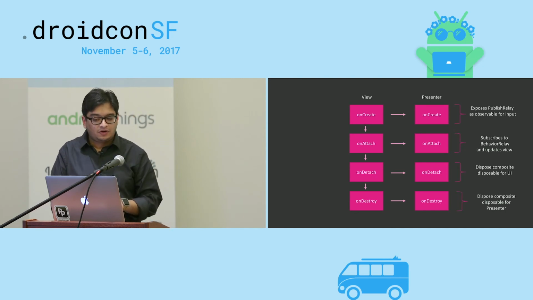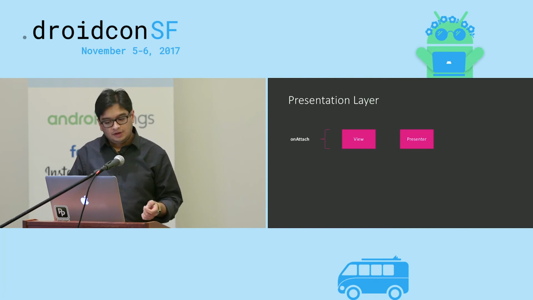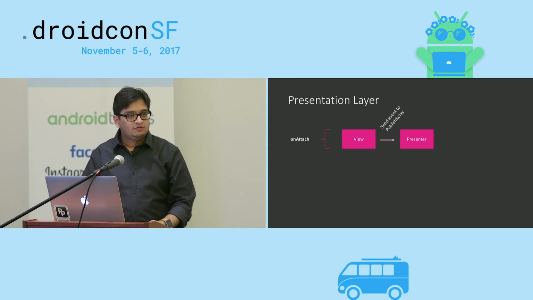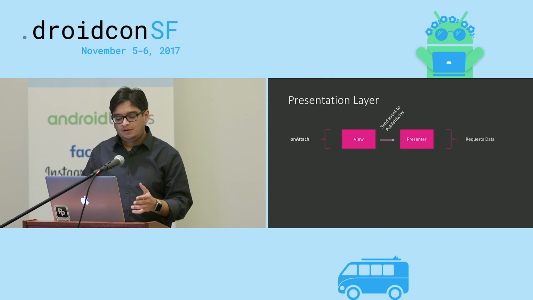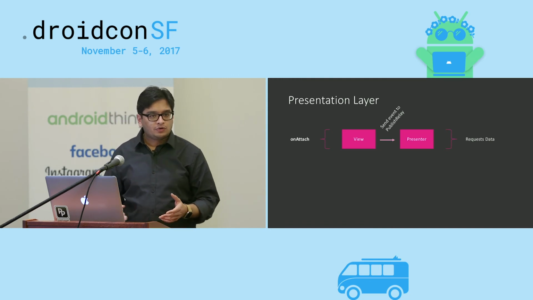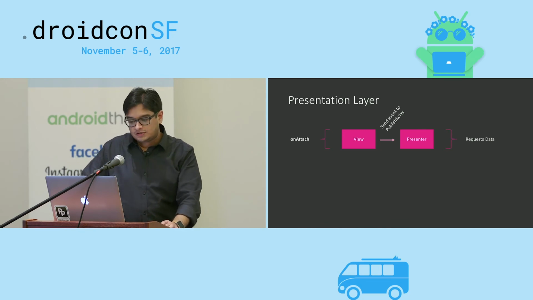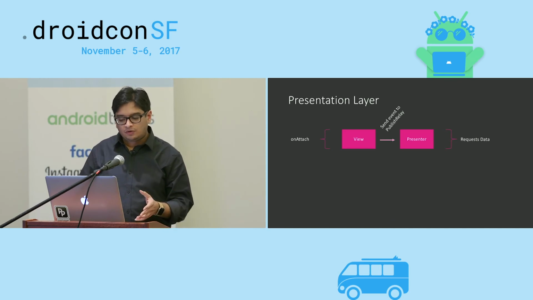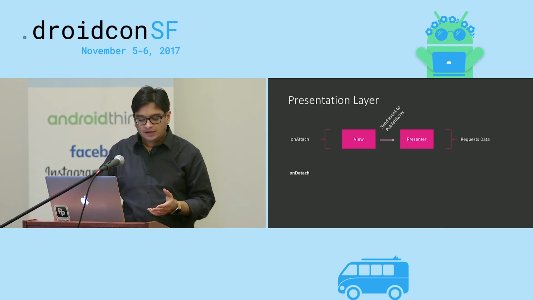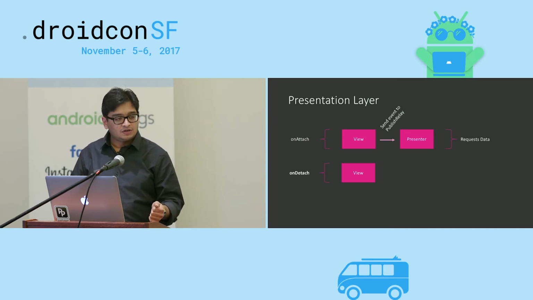So let's look at an example of how this publish relay and behavior relay work together. Say you attached the view, and the user did some action in the UI which initiated some sort of flow. Your presenter goes out and makes the API call, right? And now what could go wrong? The user could do a configuration change, or the user could press the home button, which will invoke an onDetach. So now your view is detached, right? But at this point you would not be updating the UI because your view is detached, and that's not the right way to do it.